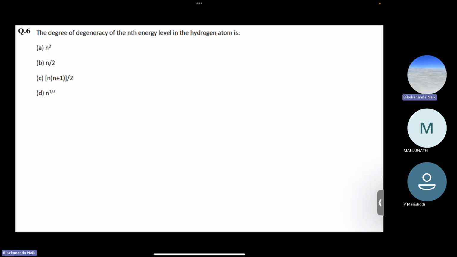It says the degree of degeneracy of the nth energy level in the hydrogen atom is: option A, n square; option B, n by 2; option C, n into n plus 1 by 2; and option D, root n or n to the power half. So can anyone tell me what will be the correct option?